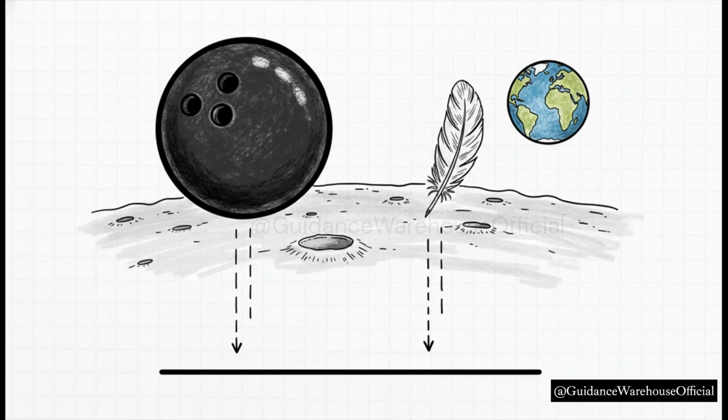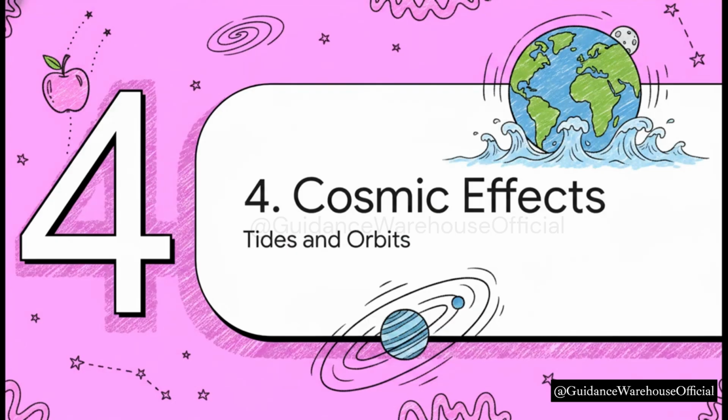Because the object's own mass completely disappears from the equation for its acceleration, a bowling ball and a feather, if you get rid of air resistance, will hit the ground at the exact same time. Newton's law finally gave us the why. All right, so we've connected the law to a falling apple.